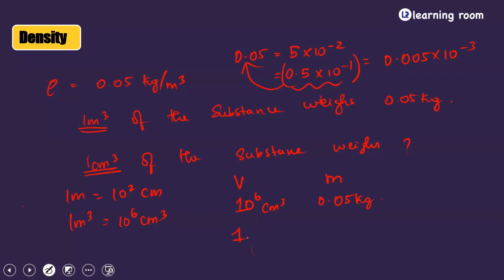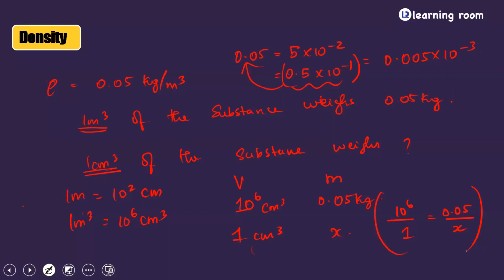So 1 centimeter cube will weigh how much? X. It's X, right? So how could you write it down? 10 power 6 by 1 is equal to 0.05 by X. Do you understand what I am doing here? Direct proportion, indirect proportion, you might have studied. Am I right or no?